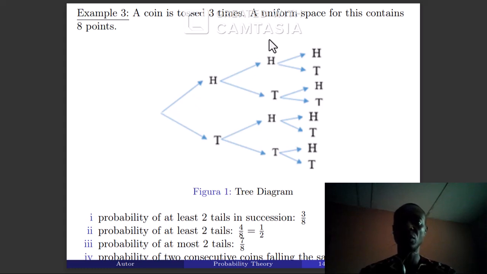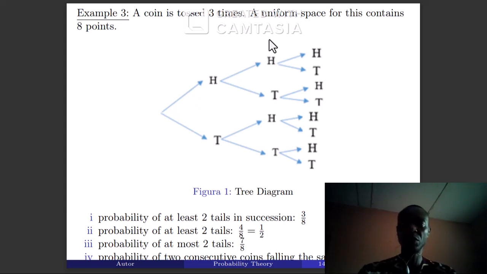Let's take for example, a coin is tossed 3 times. The uniform space for this contains 8 points. How do I get 8 points? You toss a coin 3 times. The first one, you get either head or tail. The second one, you may have the first time head, the second time head, or head then tail. For the third time, you may have all 3 of them turn up head. You may have head, tail, and all that.